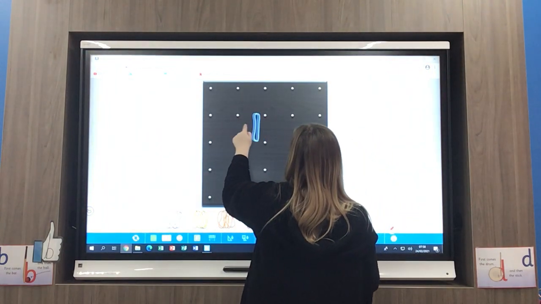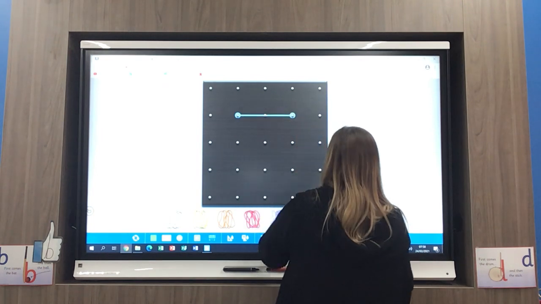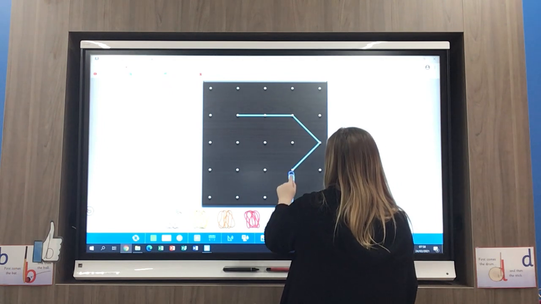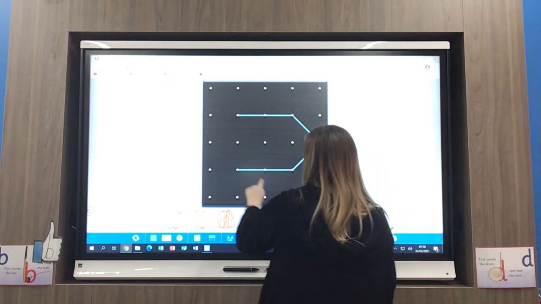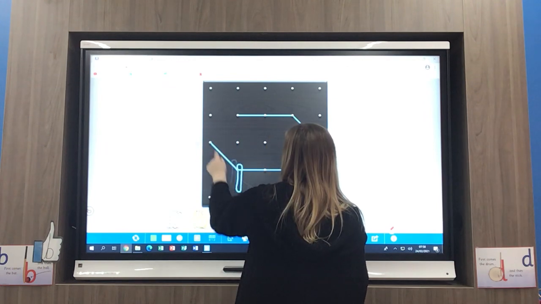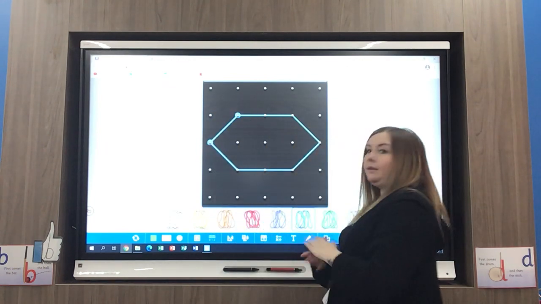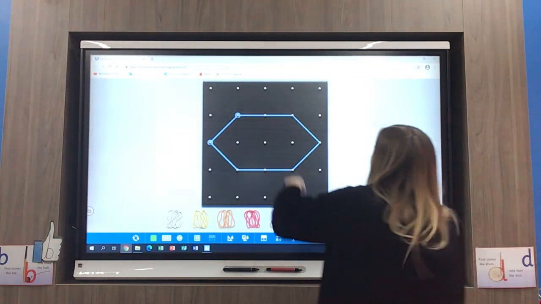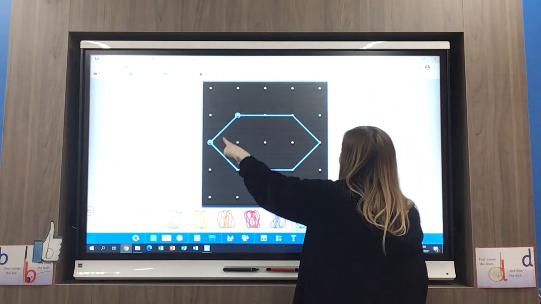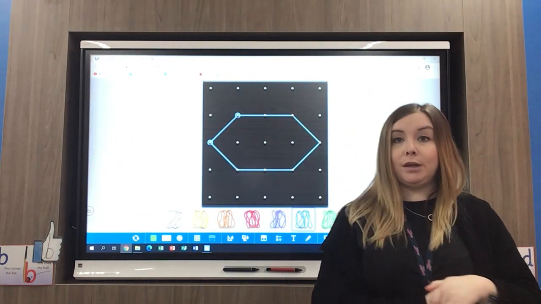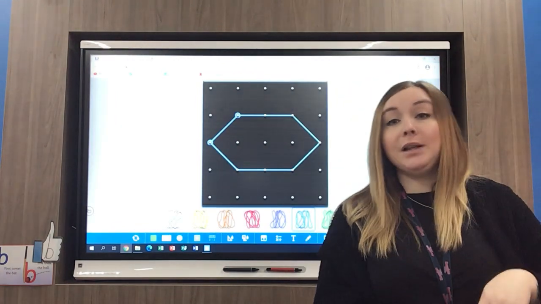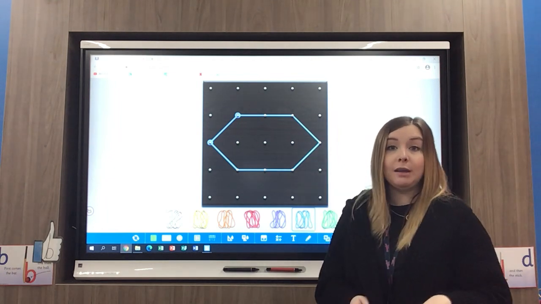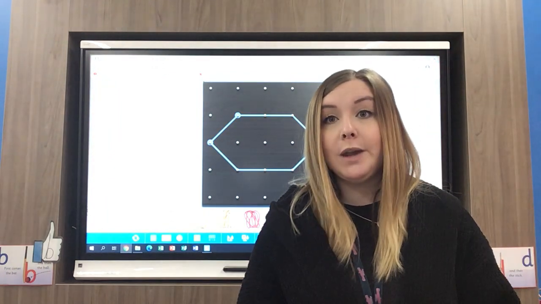Let's do another one then. So how many sides does that shape have? So it's got 1, 2, 3, 4, 5, 6. And what do we call a 6-sided shape? It's a hexagon. Brilliant. What I'll do is I'll send this link home so that you can have a little go at making some 2D shapes and then maybe challenging somebody to name them.